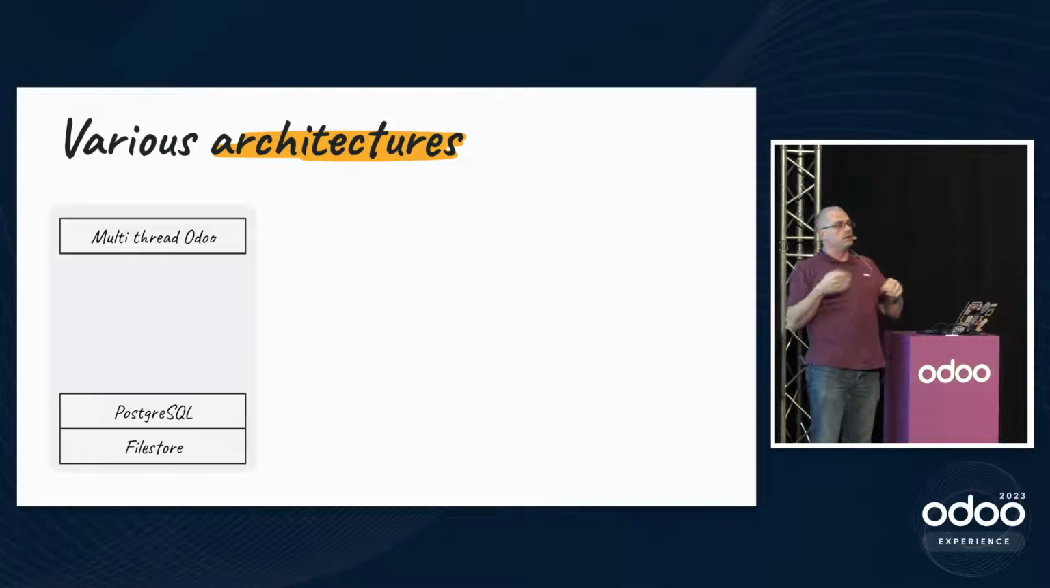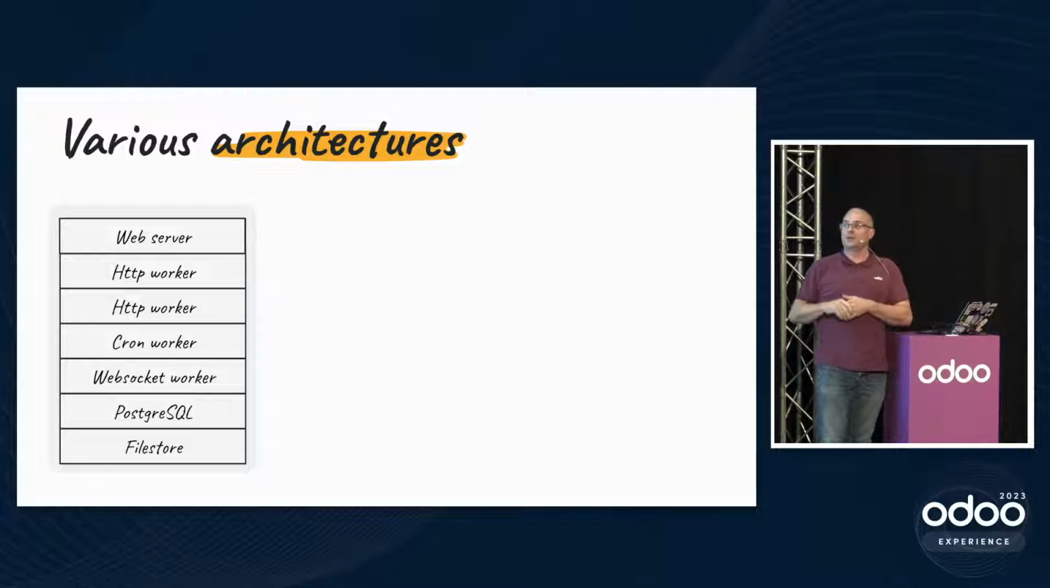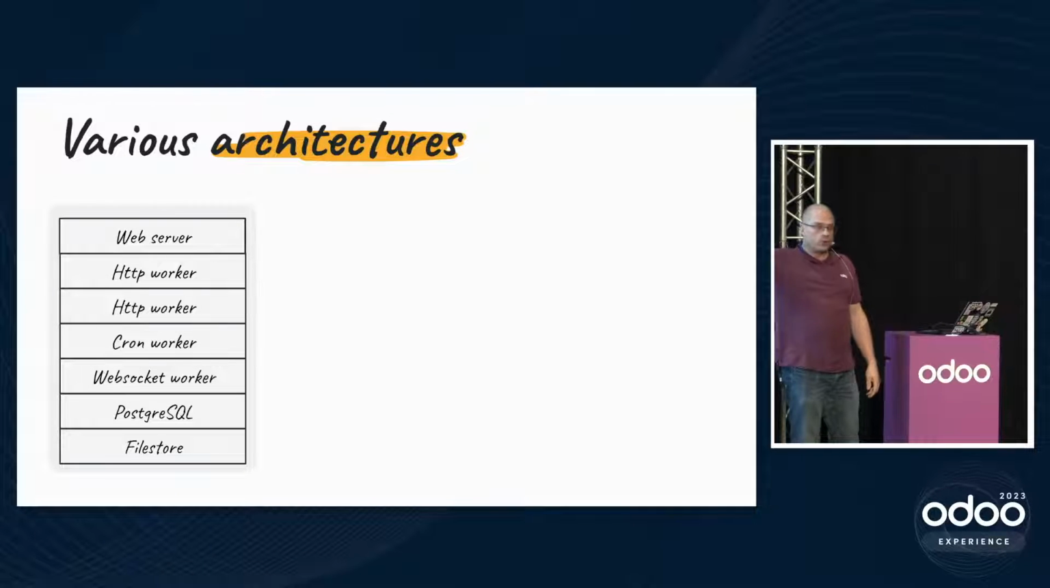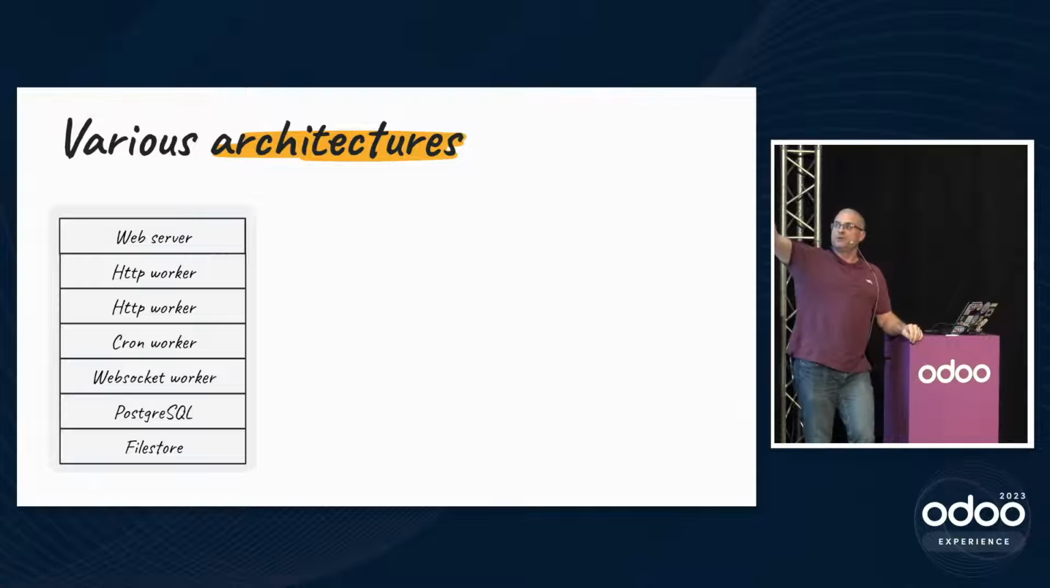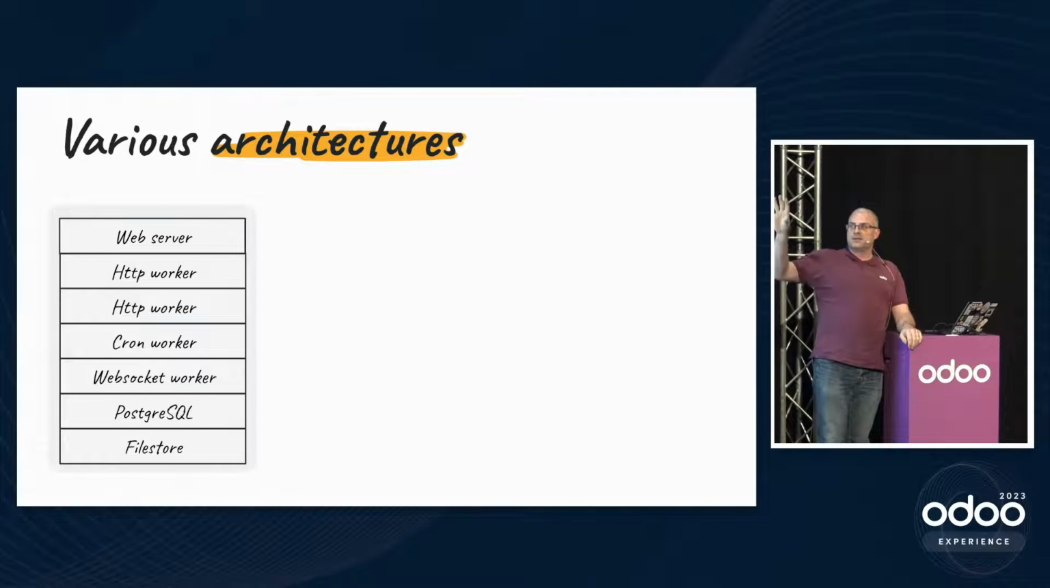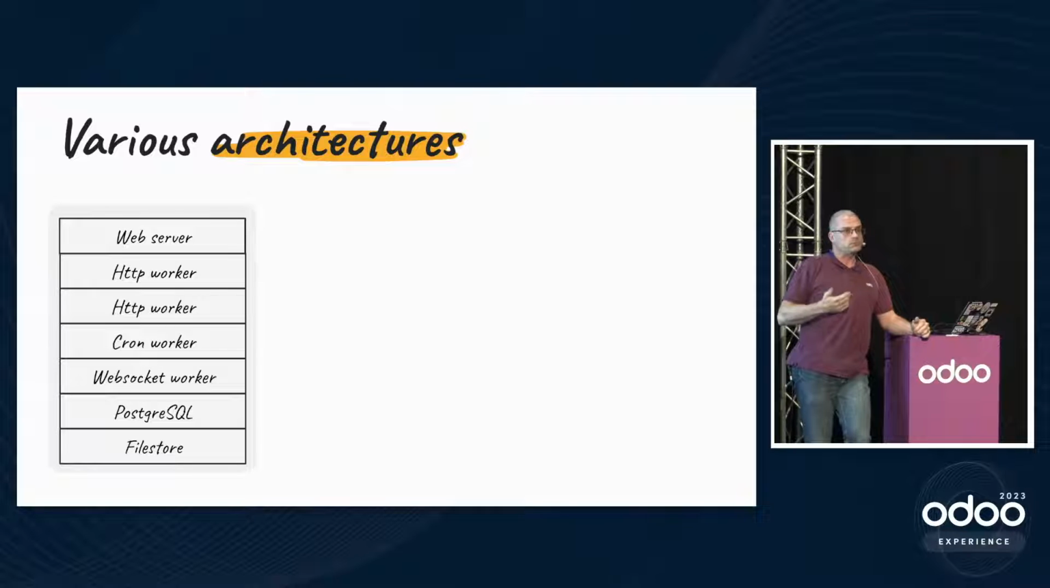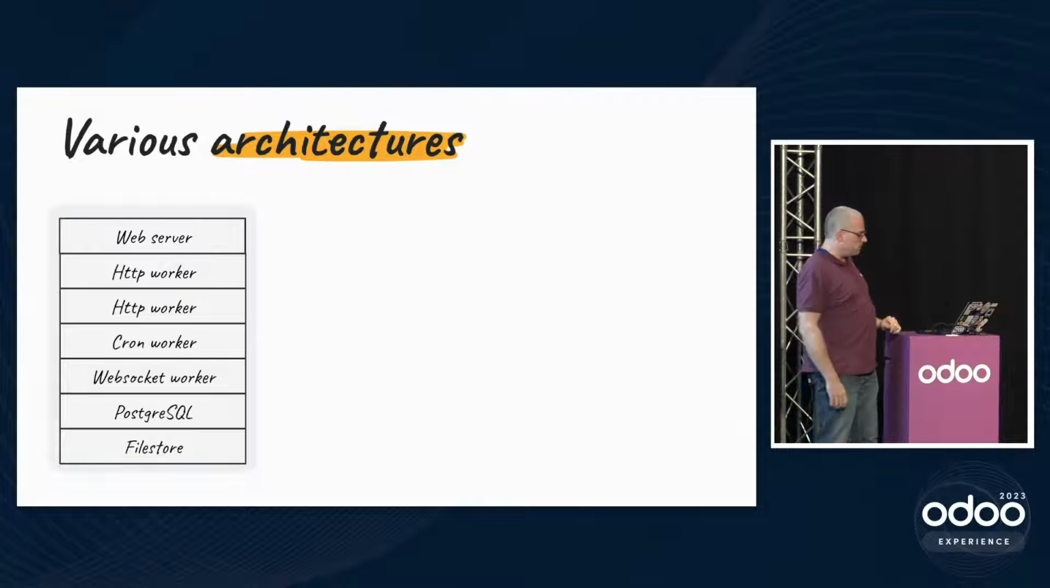So we need to deploy Odoo to achieve the configuration with workers. We start Odoo with workers. On this machine we have the web server, the HTTP worker, the cron worker, the WebSocket worker, PostgreSQL, as well as the file store. That's what we have. For PostgreSQL we need high-speed disks and plenty of memory to store all databases in memory, while for Odoo we need faster CPUs. The faster the better for Odoo.